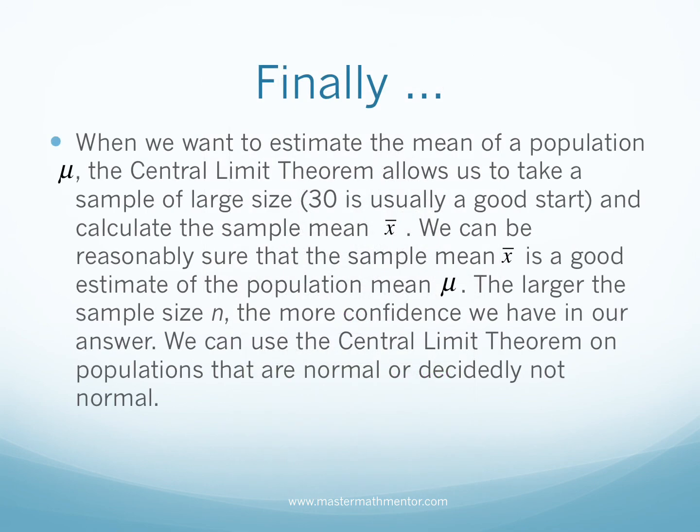When we want to estimate the mean of a population mu, the central limit theorem allows us to take a sample of large size, 30 is usually a good start, and calculate the sample mean x bar. We can be reasonably sure that the sample mean is a good estimate of the population mean mu. The larger the sample size n, the more confidence we have in our answer. We can use the central limit theorem on populations that are normal or decidedly not normal.